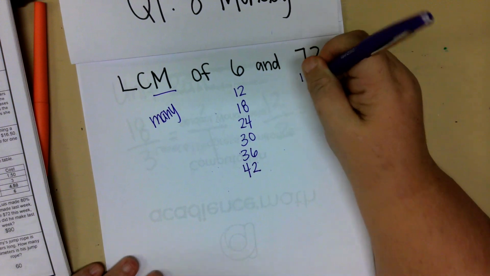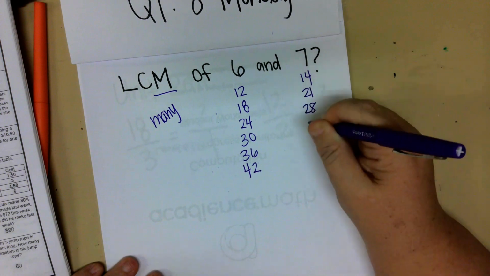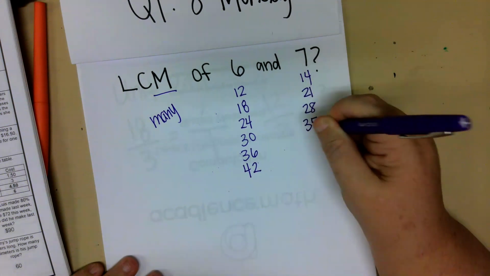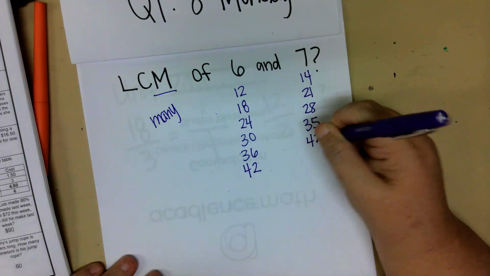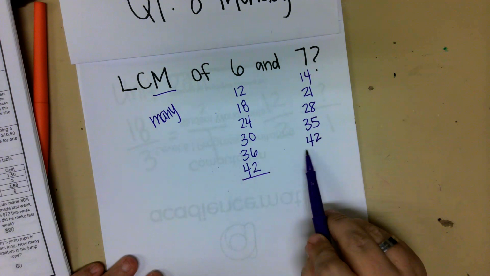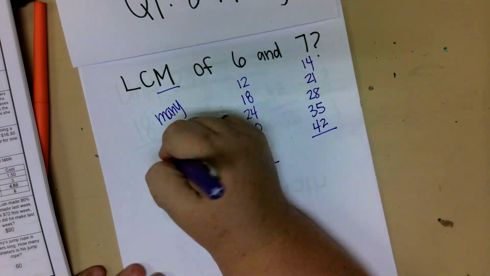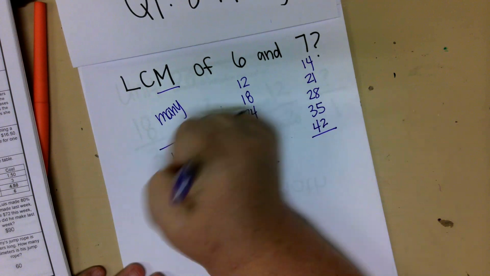7, 14, 21, 28, 35, and 42. Okay, I think that's our least. That's the first one we ran into for both of those numbers. So 42 is the least common multiple of 6 and 7.